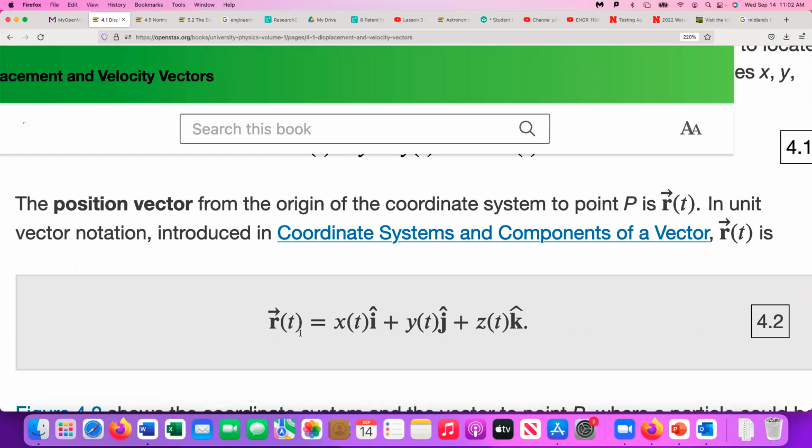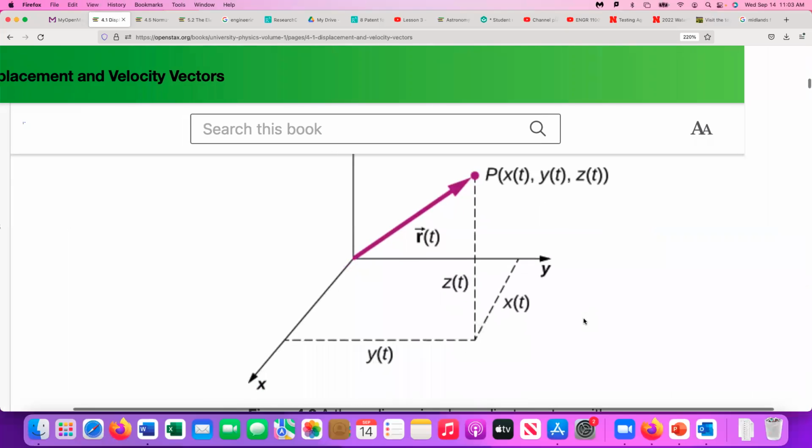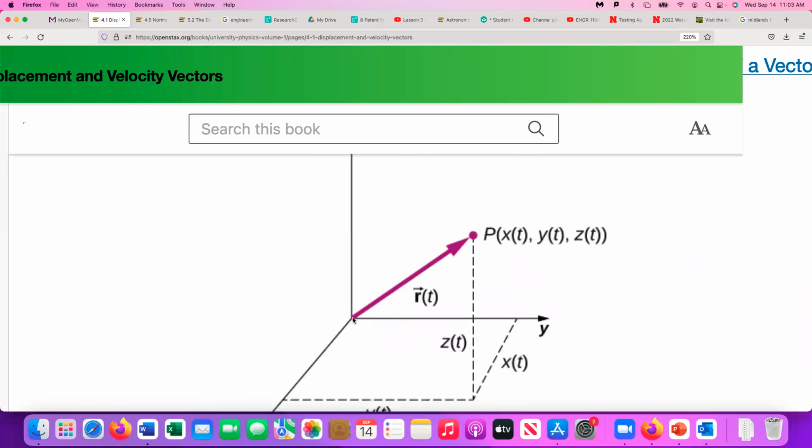So your position vector R of t would be a composite of the x of t function, which tells you what the x coordinate is doing in time, times i hat, plus the y of t function times j hat, plus the z of t function times k hat. And that is your overall position vector in multiple dimensions, or three dimensions in this case. Of course, the position vector always starts from the origin and always points towards the point at the coordinates of your x, y, and z functions. So you can create a point using those three functions, and then the position vector goes from the origin to that point.